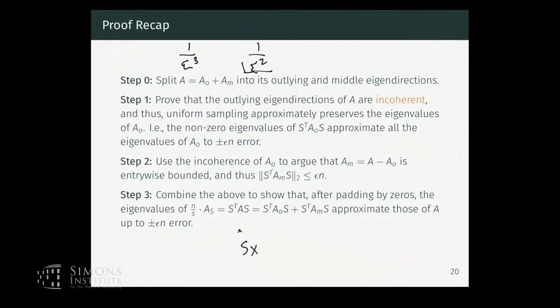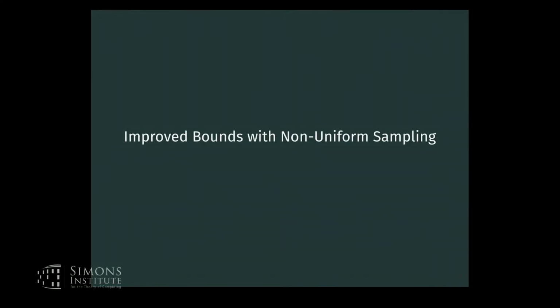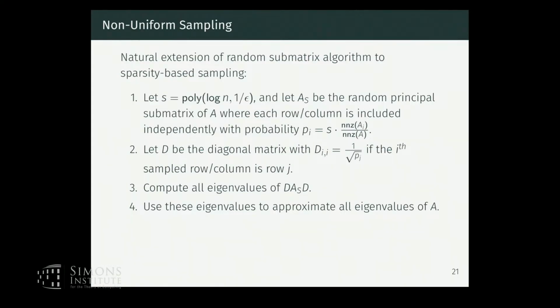All right, cool. That's a good segue into non-uniform sampling. I'm not going to prove these results at all. I'm just going to tell you why things get a little bit weird in the non-uniform sampling case. We have a natural extension of our algorithm. I sample each row or column with some non-uniform probability p_i. In this case, I'll consider sparsity-based sampling. I take D to be a diagonal matrix, which rescales by 1 over the square root of the probability, and then I compute the eigenvalues of D A S D. This is my submatrix appropriately rescaled, so it's correct in expectation.